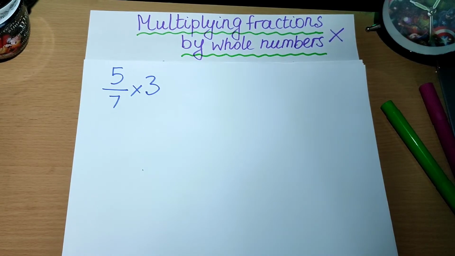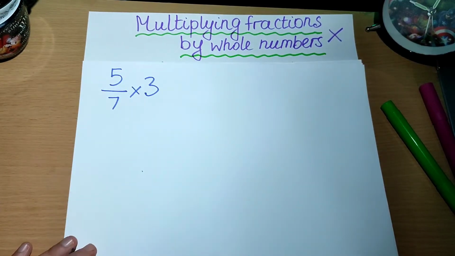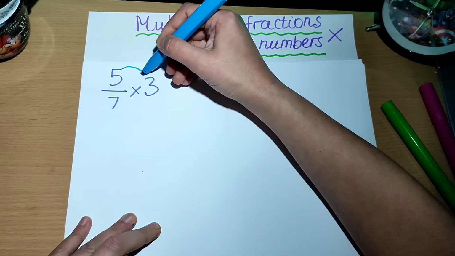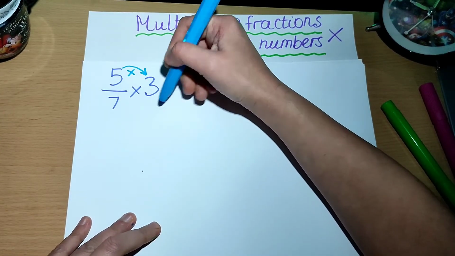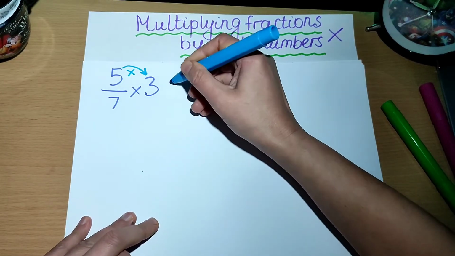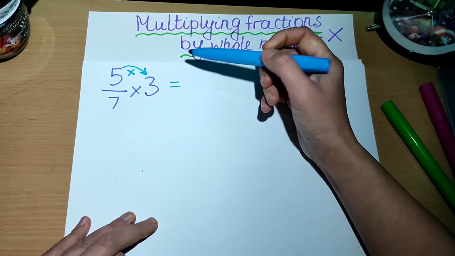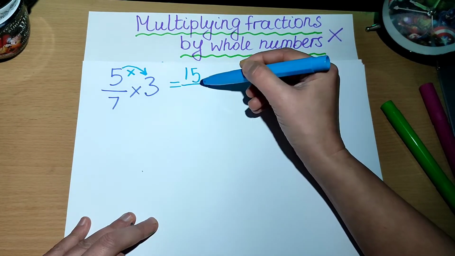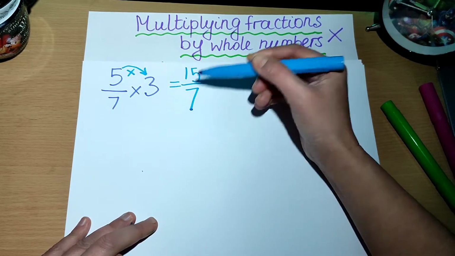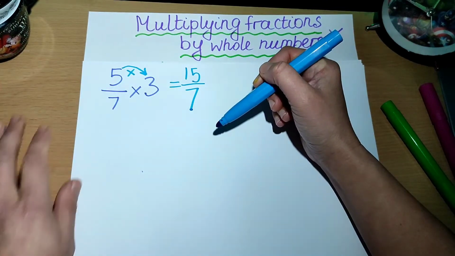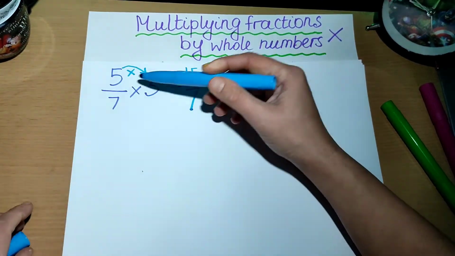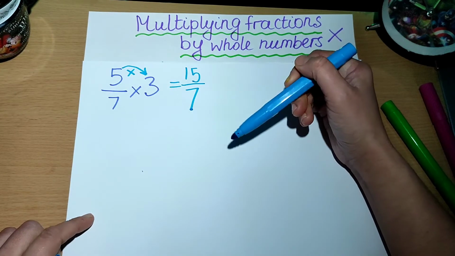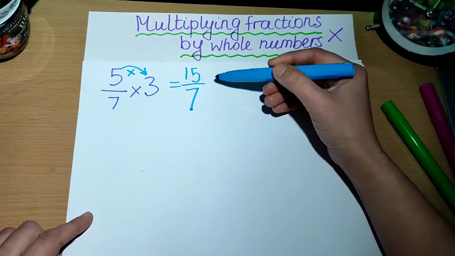Now let's multiply our fraction by a whole number. All we do is multiply the numerator by the whole number and our denominator stays the same. So 5 times 3 is 15 and the denominator stays the same, 15/7. So fraction times the whole number is just times the top. 15/7 is an improper fraction because it's more than a whole.